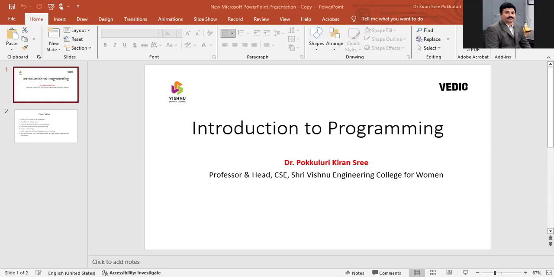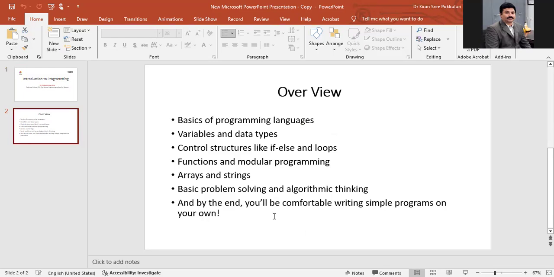During this course, we will explore essential topics such as the basics of programming languages, and what is a high level language, what is a low level language, what are middle level languages, and how do you define variables and data types, various control structures like if else, while, and other things, and what is the difference between functional and modular programming. And we will have a discussion on arrays and strings, what type of data structures will help us to have a better understanding of this.